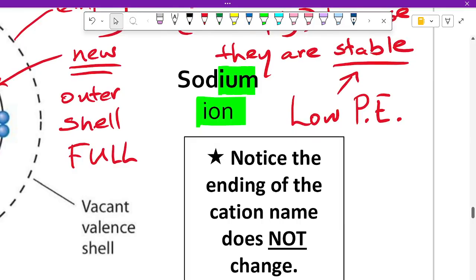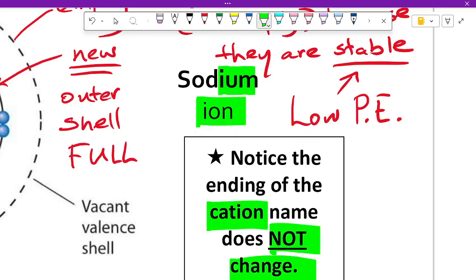And because this is a positive ion, what do we call positive ions? Cats have paws. So what do we call positive ions? Cat ions, yes. So the name of a cation does not change. So metals don't change their names.